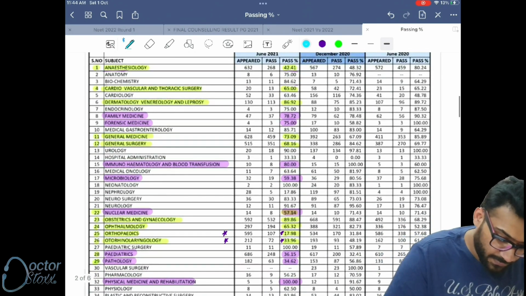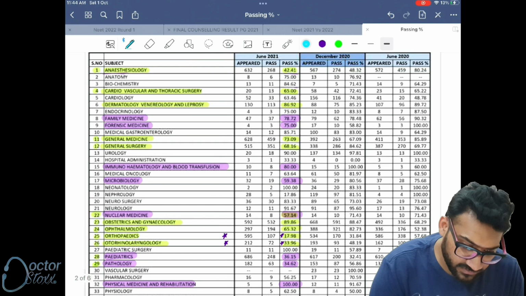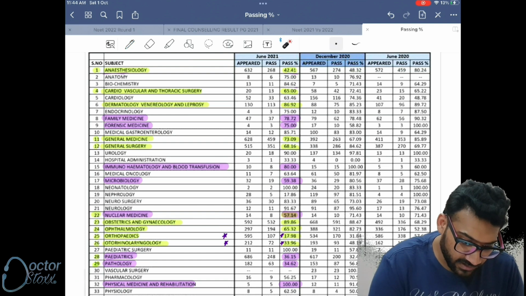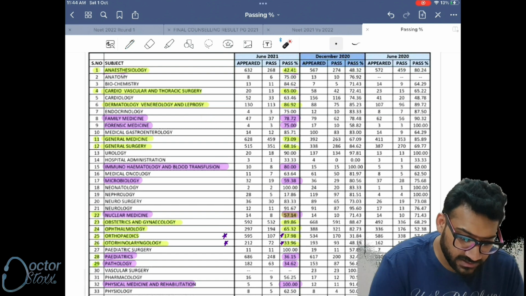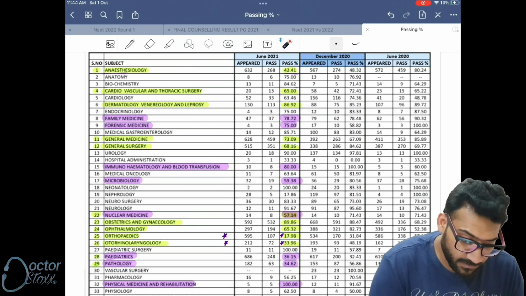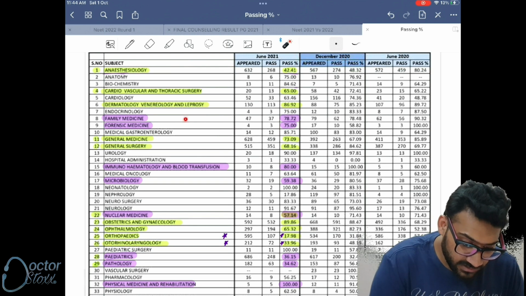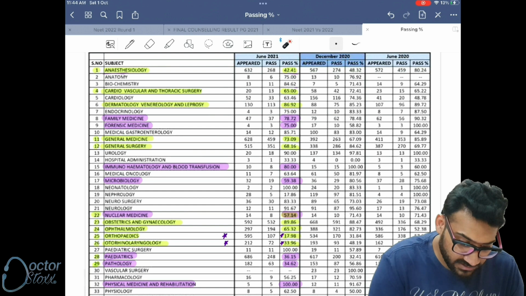So let's continue. We will discuss the ones which are marked in violet color, because green color are already discussed in the first video that I have already told you. So we will continue with only purple markings. So let's start. First subject is family medicine.